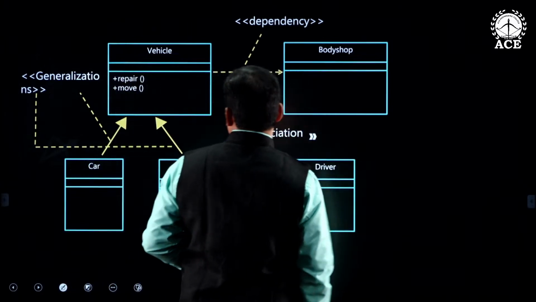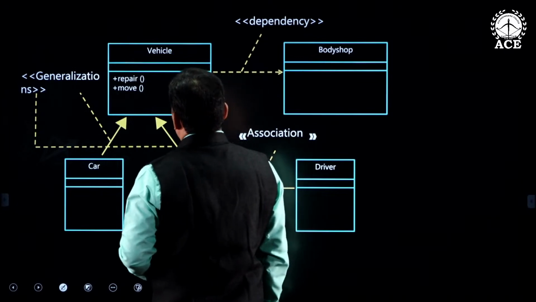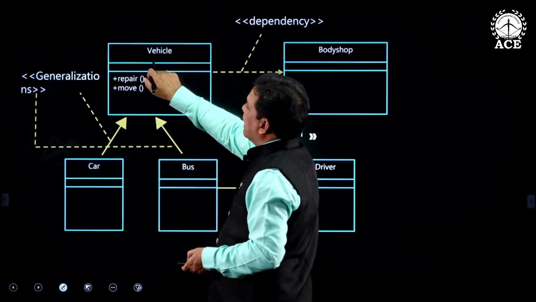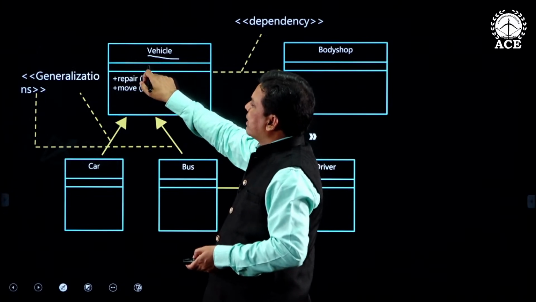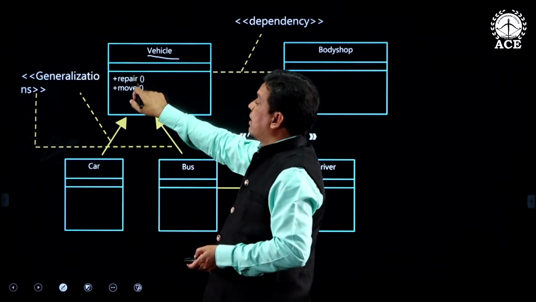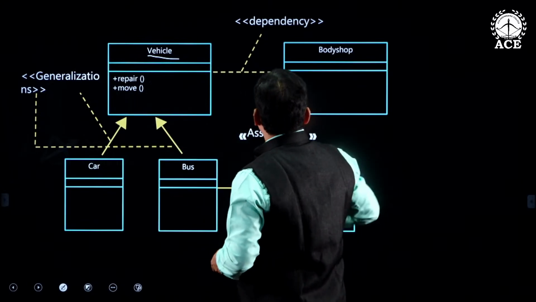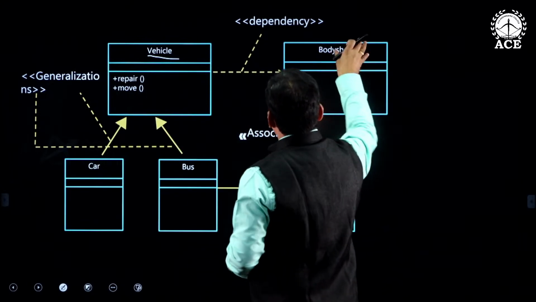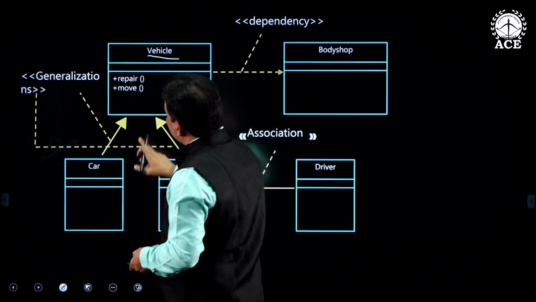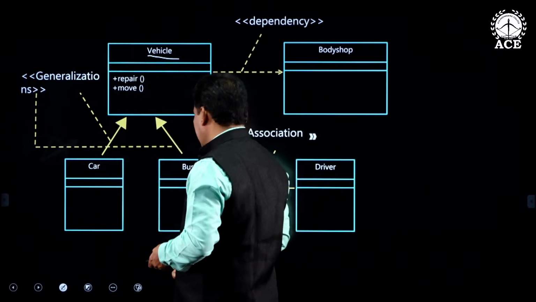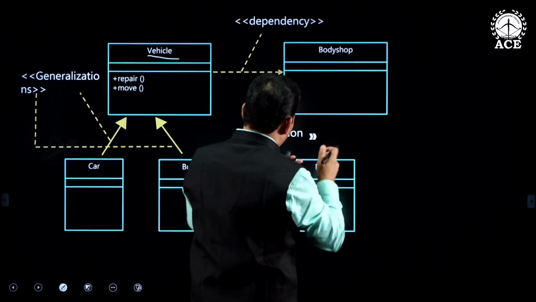Just observe here how many classes we have. Vehicle is one class. What are the attributes? We can add some attributes for vehicle. Operations: repair and move, right? Coming to body shop, it is one class. We can add attributes and operations. Here is the vehicle class; car is one more class, bus is one more class, driver is one more class.